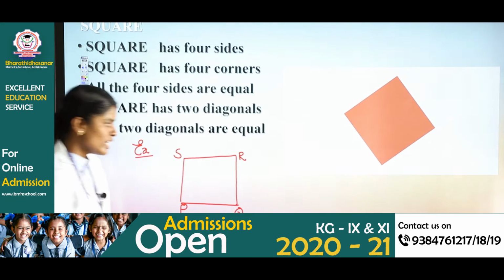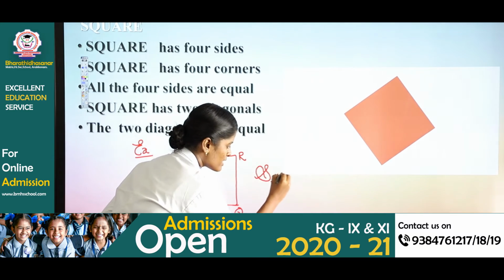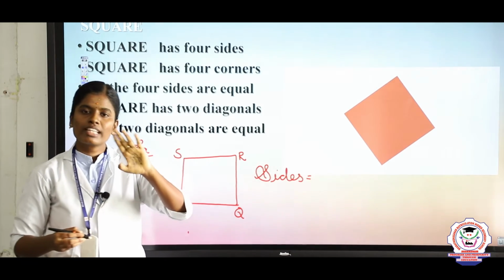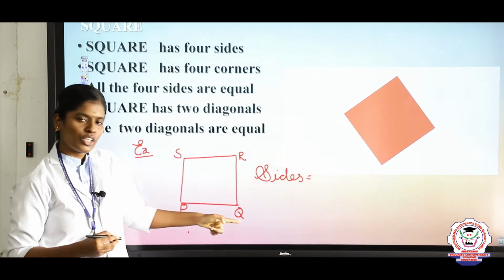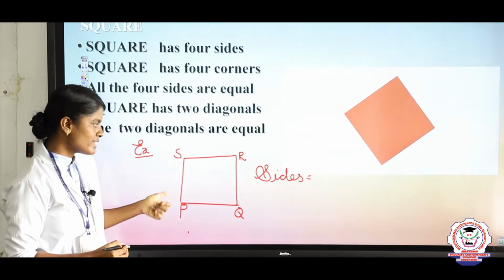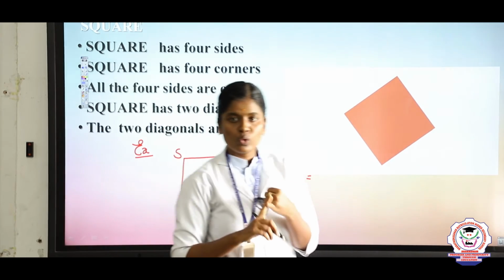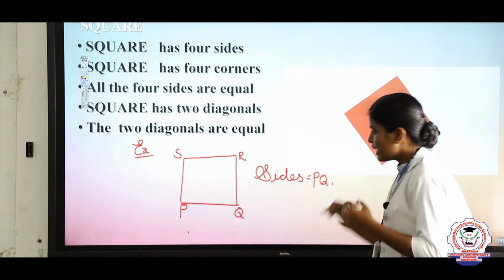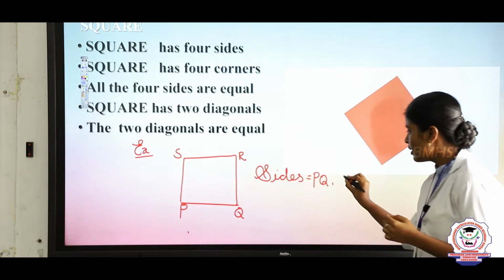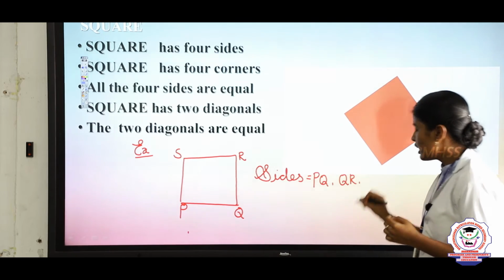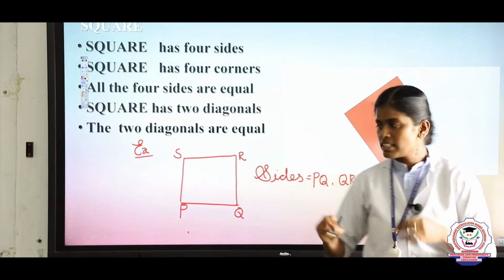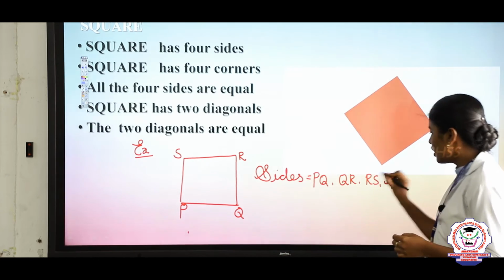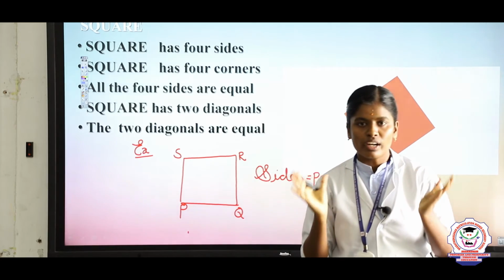Now I am going to write the sides. S-I-D-E-S. Totally how many sides are there? 4 sides. The first one is PQ, the next side is QR, the next one is RS, and the final one is SP or PS. So these are called the sides.